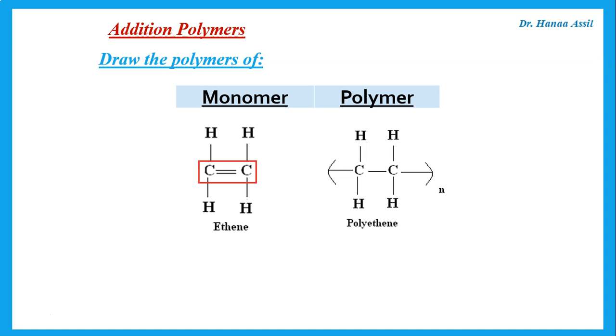Remember, if I'm starting with a monomer called ethene, then the polymer is poly, the same name. Notice that the polymer doesn't have a double bond. So the polymer is not an alkene, it would not react with bromine water, but we call it polyethene because it was made from ethene.